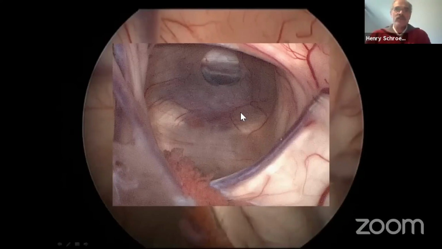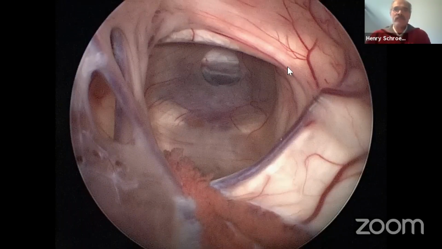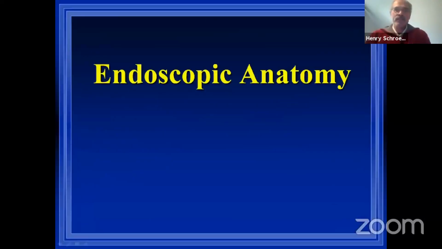And this is also a case of chronic hydrocephalus. You see the fornix is very thin, running here backwards. This was a case where we did an ETV some years ago. So very variable is the anatomy.